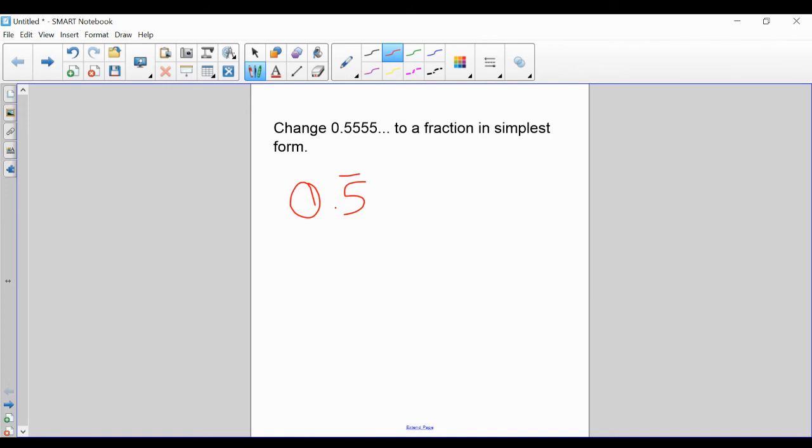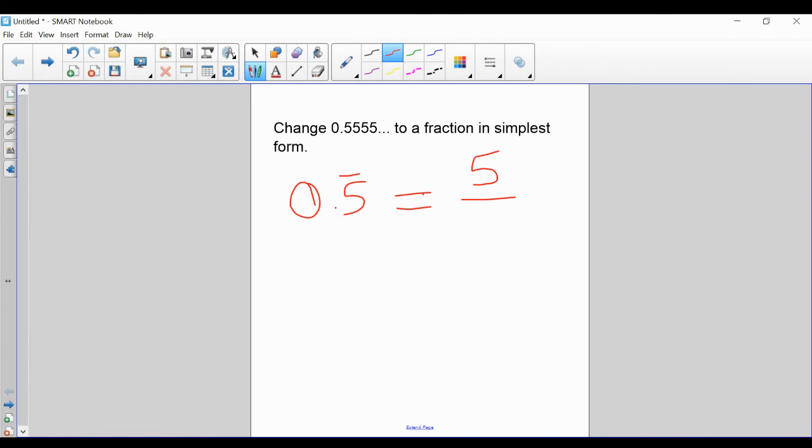The 5 is repeating, so I've written it with a bar. That's the shortcut form to show us that 5 continues to repeat. We don't have to write out that big messy number. So the shortcut for this is we take our number that is repeating, which is our 5, and we make that the numerator. So we drop the repeating bar and we put the 5 in the numerator position.